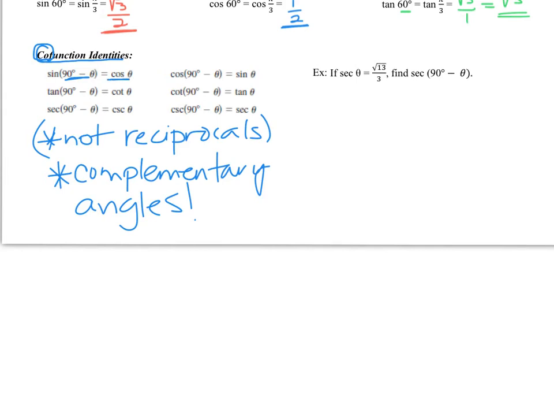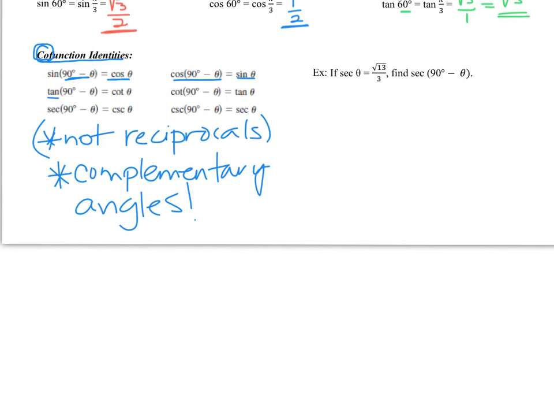Remember when we had 30 and 60? Sine of 30 degrees was the same as cosine of 60 degrees. So get this, sine, cosine. Interesting. And you can flip that around too. The complement for cosine is equal to sine. So you're not going to actually plug in an angle for theta. You're just going to recognize the complement kind of definition.